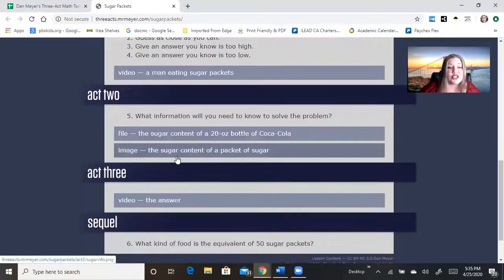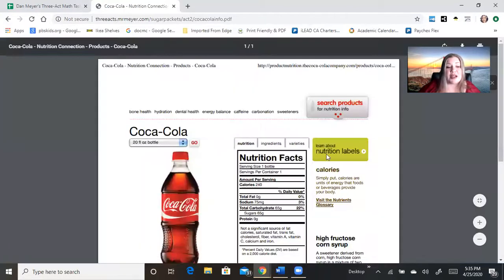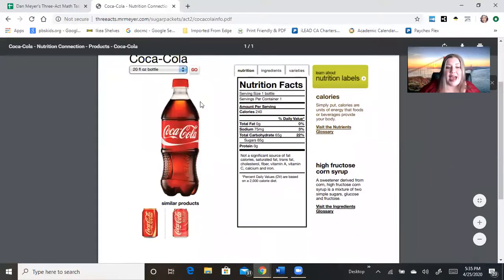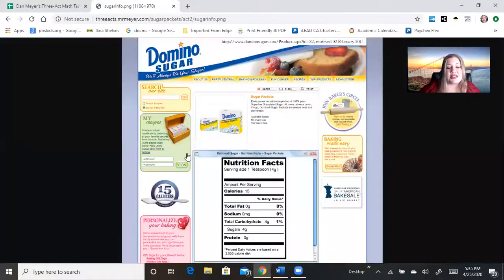All right, so Act two, what information will you need to know to solve the problem? So they give two things. The first one is the sugar content of a 20-ounce bottle of Coca-Cola. So here's the label on the back. We can look at reading the label, but most importantly for this, we're looking at sugars here, 65 grams. All right, and then the other thing they give is the sugar content of a packet of sugar. So again, we're reading labels. We're looking at sugars here, 4 grams, and then we have to do some math to figure out how many of these would be in a bottle to have the same sugar content.